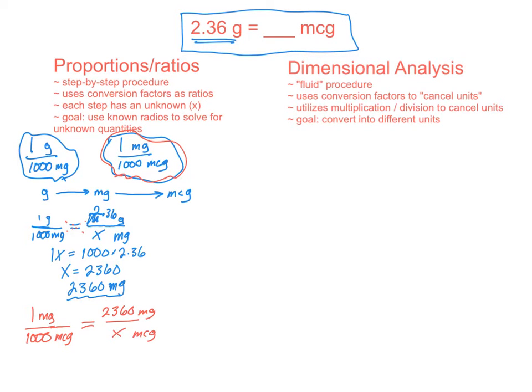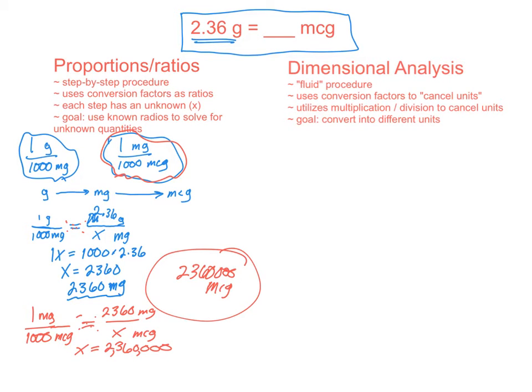So I set up my equivalent relationship here. These are equal ratios. I'm going to cross multiply. You'll get 1x equal the product. X will equal, looks like we're going to get about 2,360,000. So we get 2,360,000, and this is micrograms. So we have converted our grams into micrograms, and maybe we can reflect back on what I have here.